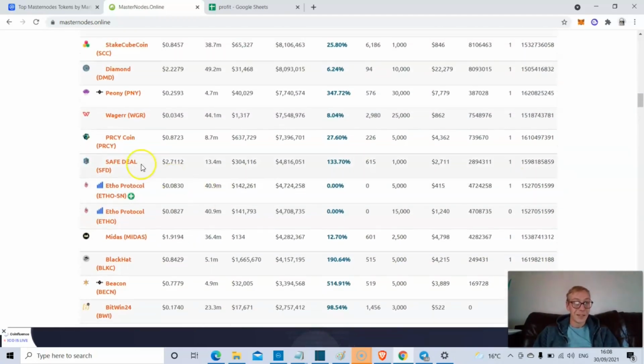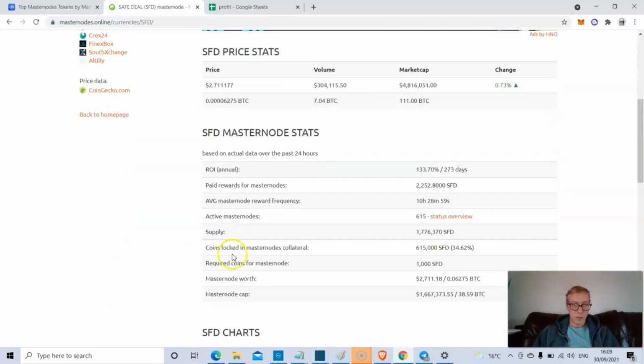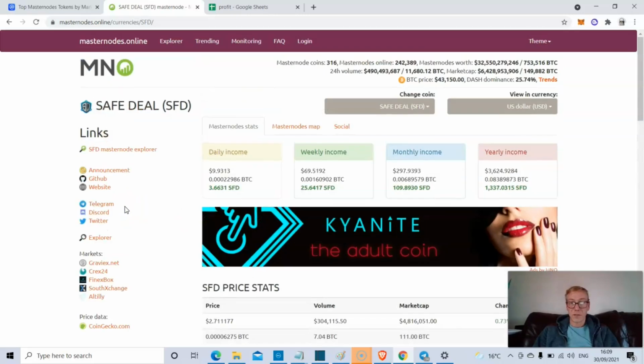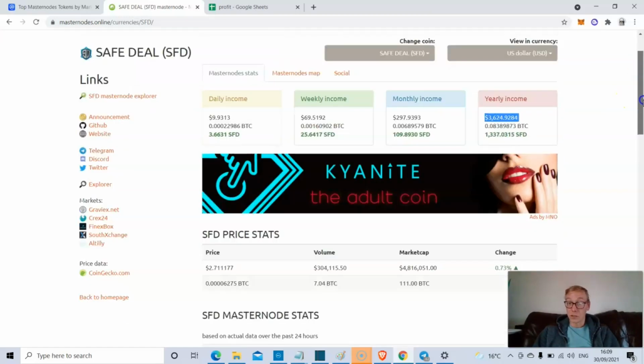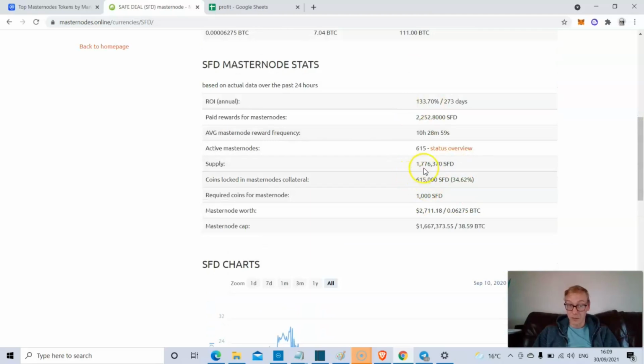Let's go with Safe Deal. Don't know what Safe Deal is. Okay, but you get the stats for each token, right? So if you run a masternode on Safe Deal, the required coins for the masternode is 1,000. So it costs you $2,700 for the masternode. But your daily income will be $9.93. That means your monthly income is $297 on current price. So your yearly income will be $3,624. So you will make more in yearly income than the net worth of the masternode at present.